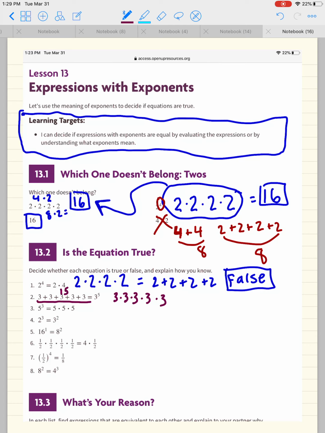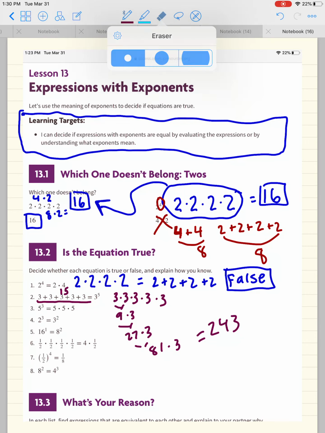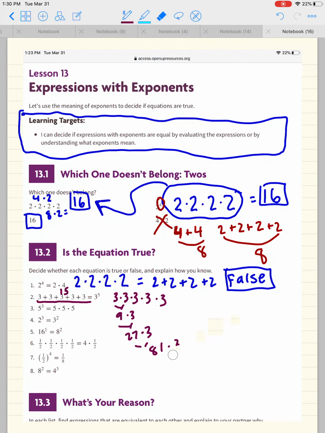And 3 times 3 times 3 times 3 times 3 is going to equal 9 times 3, which is 27, times 3, which is 81, times 3, which is 243, I believe. So those are not equal. So number 2 is also false.